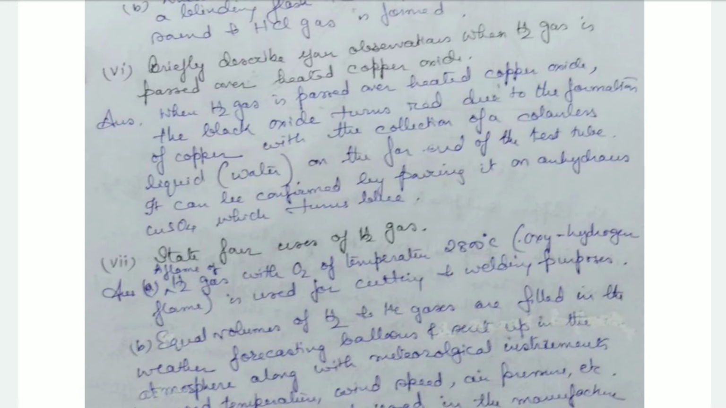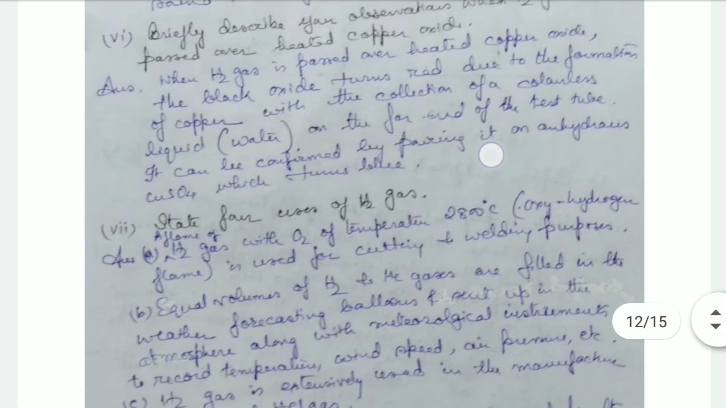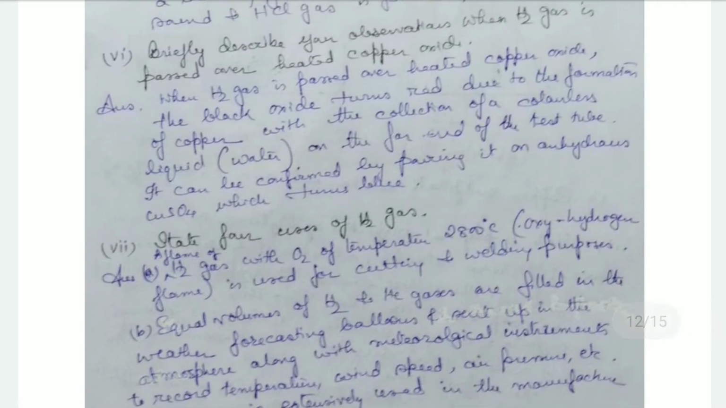When we take a test tube in which there is black copper oxide and pass hydrogen over it, we will see the black copper oxide turning into red, and on the further end of the test tube there will be some liquid formed. If we test that liquid with anhydrous copper sulfate, the white anhydrous copper sulfate will turn blue. So this indicates that the liquid formed at the further end is water.